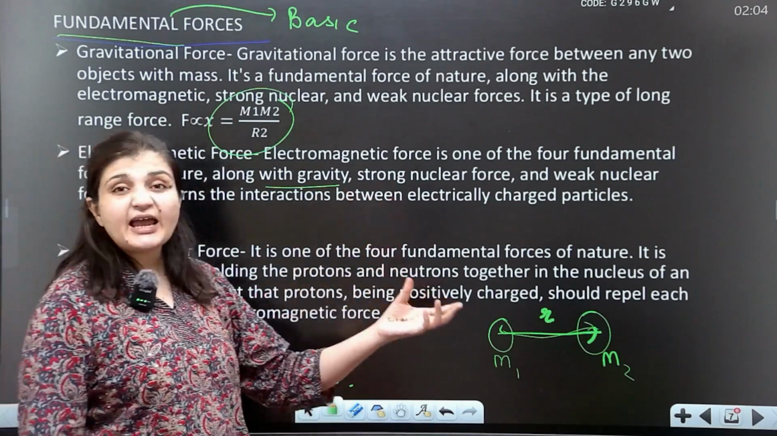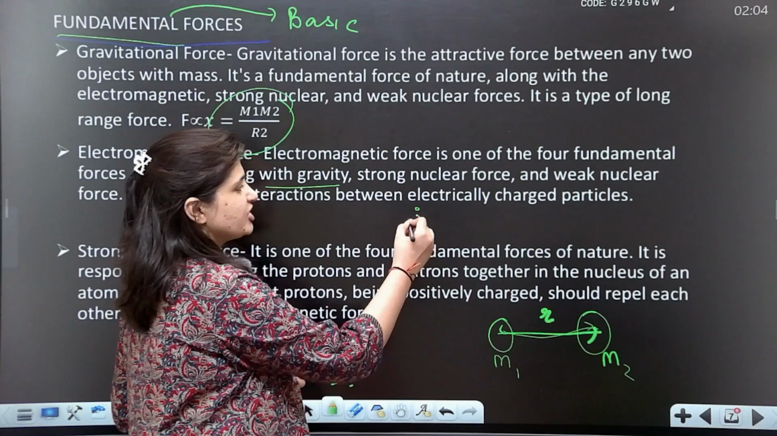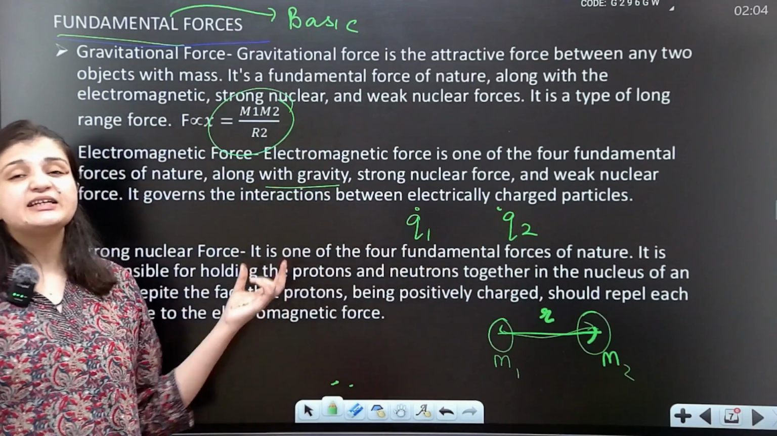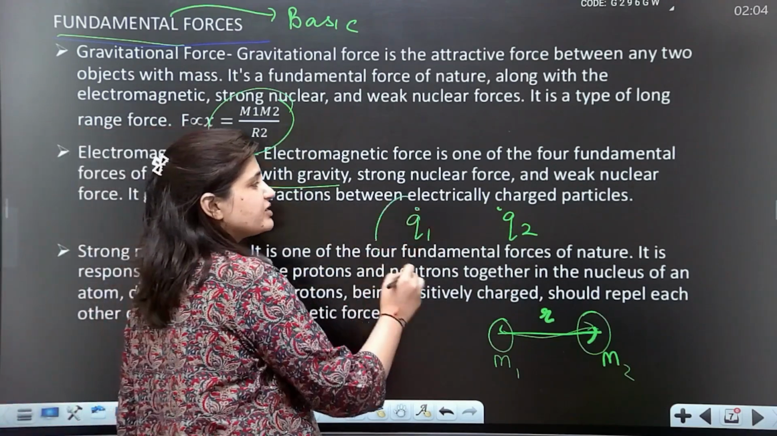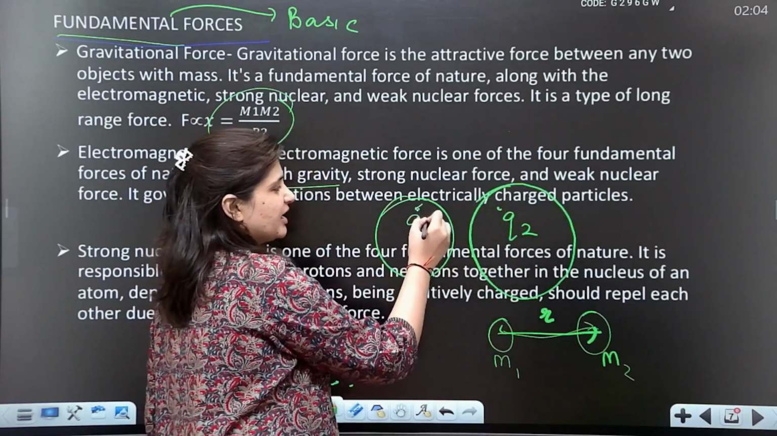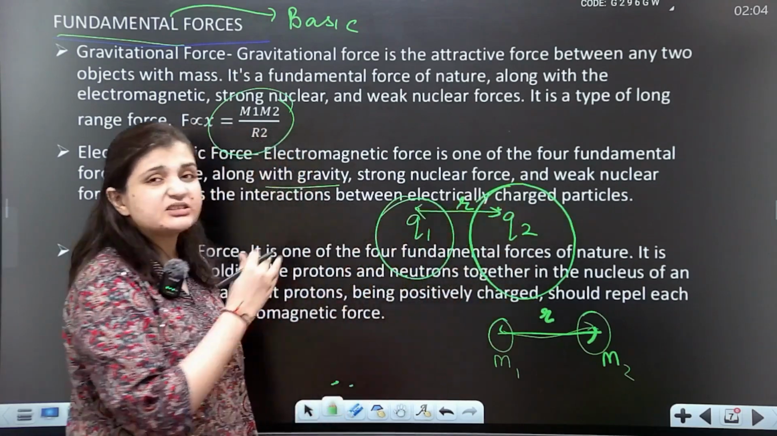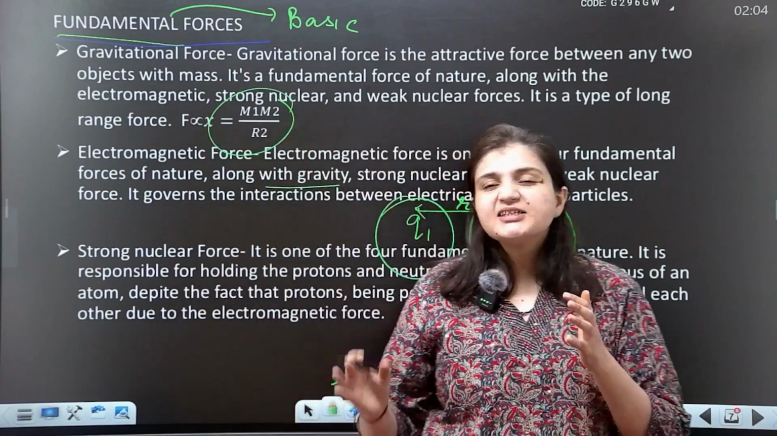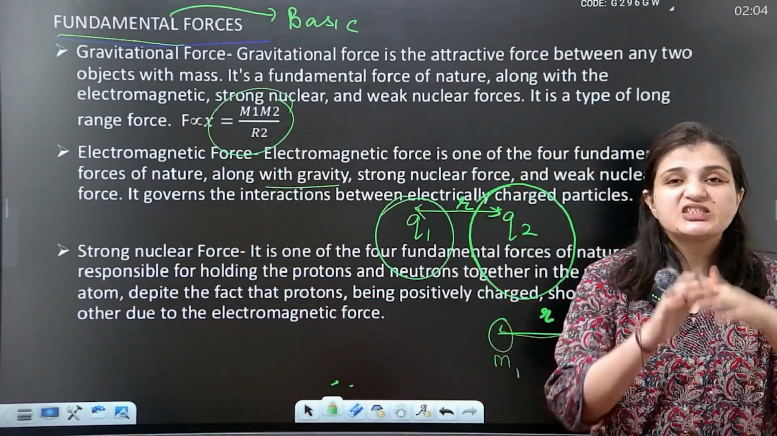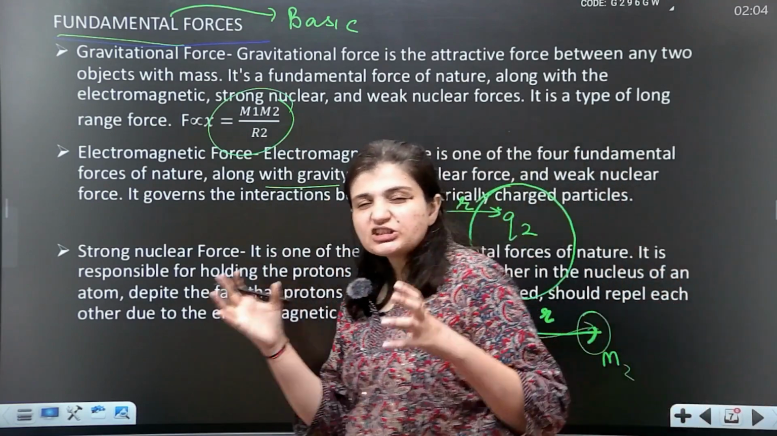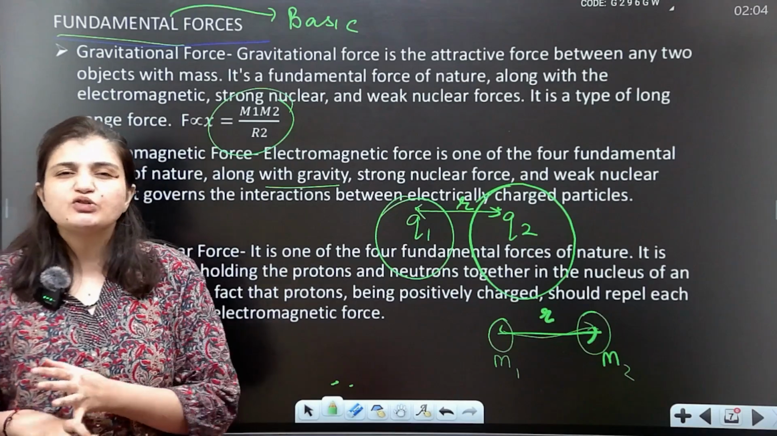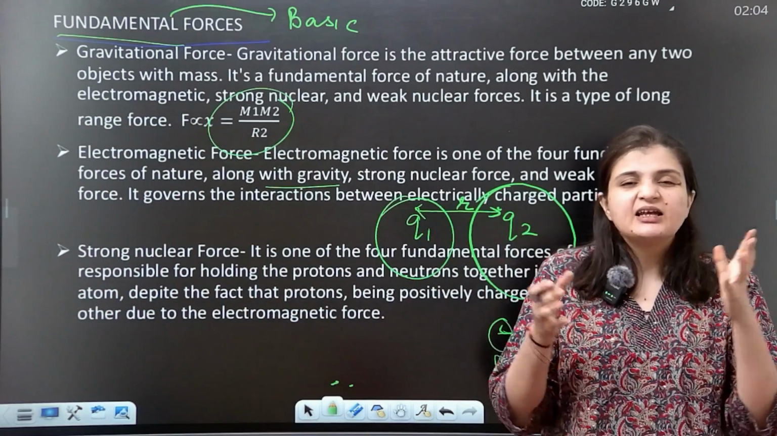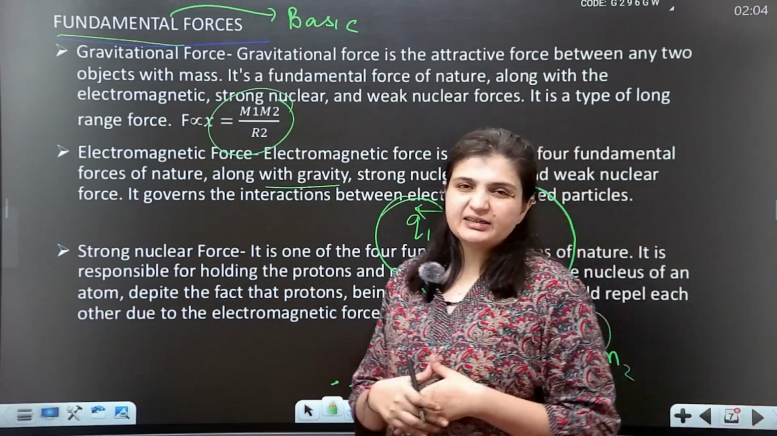So the force that acts between the charges, like if we have a charge q1 and a charge q2 kept at a certain distance, what will be the force acting between them? This is the electromagnetic force, the force which acts between the charges and the magnets. Magnets we have all come across, like we have the north and the south pole. North and south poles attract, and if we have like poles, they repel.